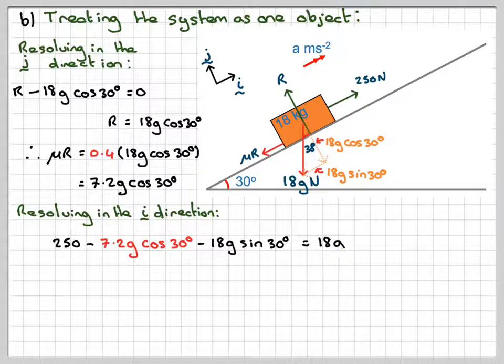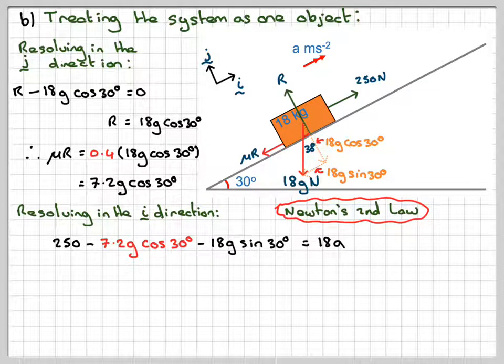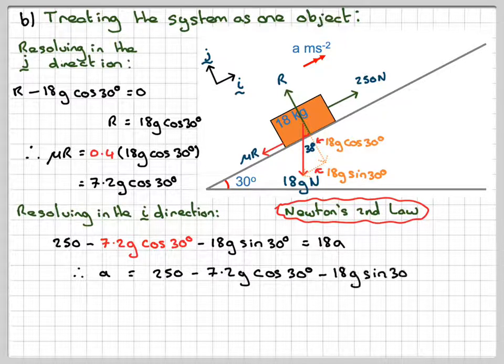So in order to find a, this is using Newton's second law. So a will be all of this, so 250 minus 7.2g cos 30 minus 18g sin 30, all divided by 18. Use the fraction button on your calculator. Make sure you don't miss out any g's. It's quite easy to miss out a g when doing this sort of thing.